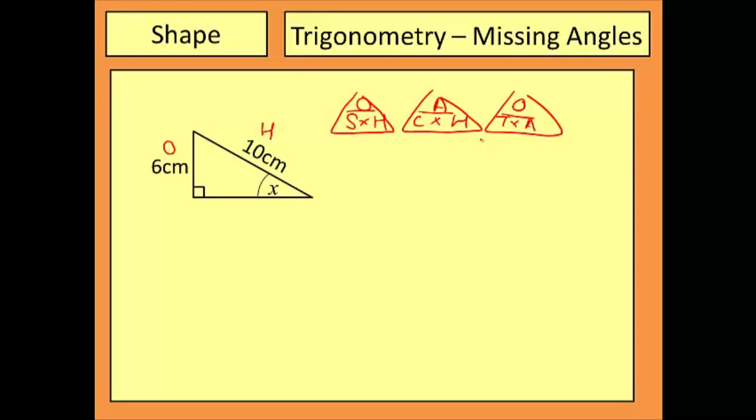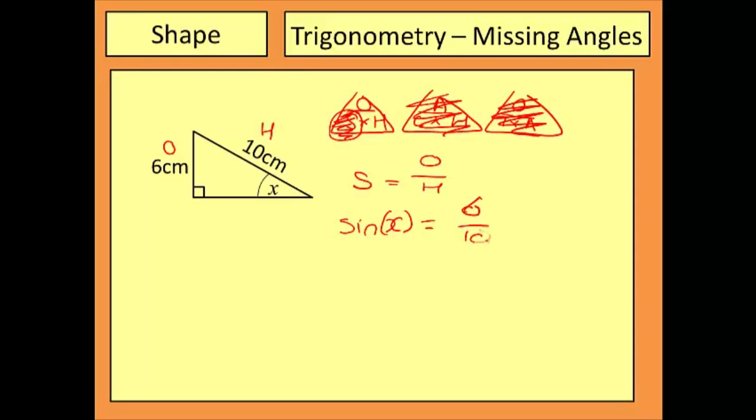Now the formula triangle that I'm most interested in is the one that contains the O and the H. So this one and this one are no good. This formula triangle tells me that if I'm trying to find the sine of the angle, I can cover that up and it tells me that S is equal to O over H. This means that sine of X, the angle that I don't yet know, is equal to the opposite, 6, divided by the hypotenuse, 10.